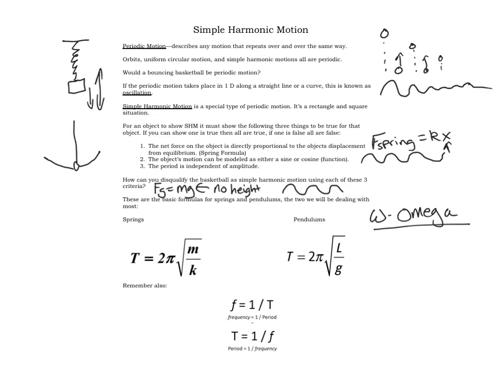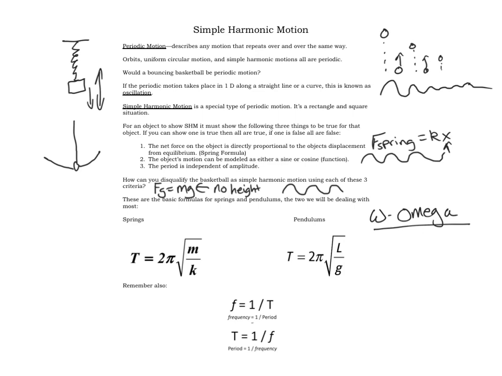And so that's really not a sine or a cosine wave, not exactly anyway. And so that's one way to disqualify it. And then finally, the period is independent of the amplitude. Well, the higher you drop the ball from, the longer it's going to take to fall. That changes the period, because if you lift it up, it's going to take longer to fall. That disqualifies it on count 3.